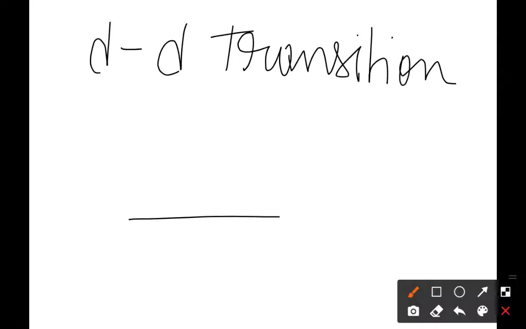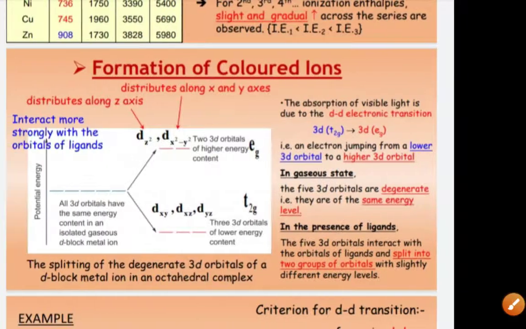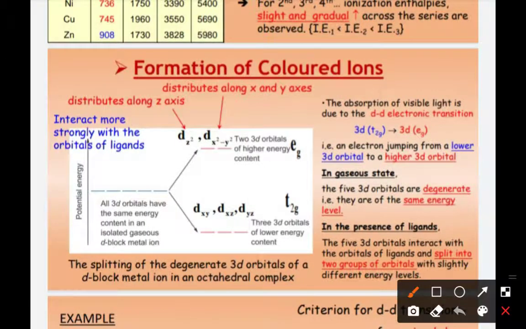Now see, children, first let us see the slide once. What is written in that? See, it is written that the absorption of visible light is due to d-d transition, that is, an electron jumping from a lower 3d orbital to a higher 3d orbital. Now, in order to understand it more clearly, whenever there is an isolated gaseous atom of a transition element, all the d orbitals, all the five d orbitals, are degenerate, which means that they are equivalent in energy.